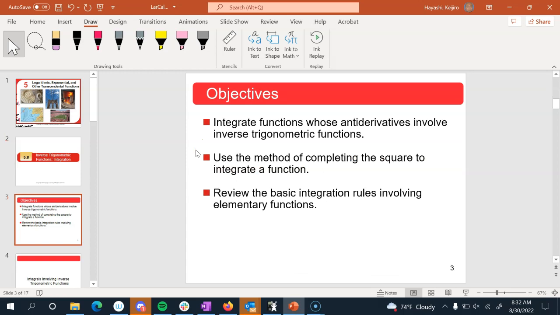And we're also going to review completing the square, which you definitely probably learned in algebra, and maybe had to use in pre-cal. And last, we don't really have to do that last one. We sort of did that on the first day.